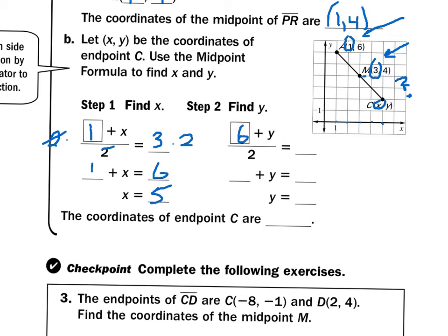Now my y point. I'm going to say 6 plus y, divide by 2, equals the y of the midpoint, 4. Multiply both sides by 2. I get this, and so y is 2. Does that look right? 1, 2, sure. So my endpoint is 5, 2.